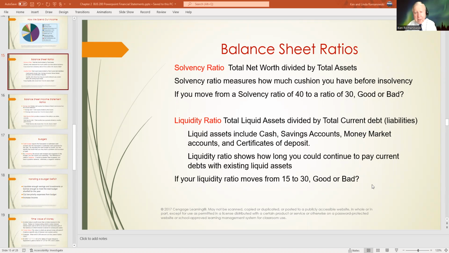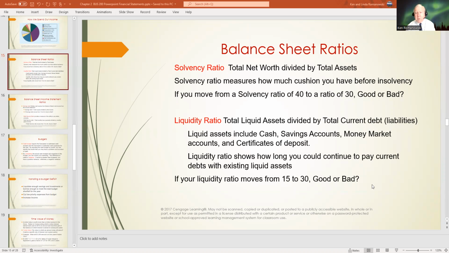So for balance sheet ratios, you want to take a look at the solvency ratio. So the total net worth, which, remember, is the total assets minus total liabilities. The solvency ratio shows you how well your net worth compares to your overall total assets, so that you want your net worth to be greater and greater over time. So the solvency ratio measures how much of a cushion you have before insolvency.